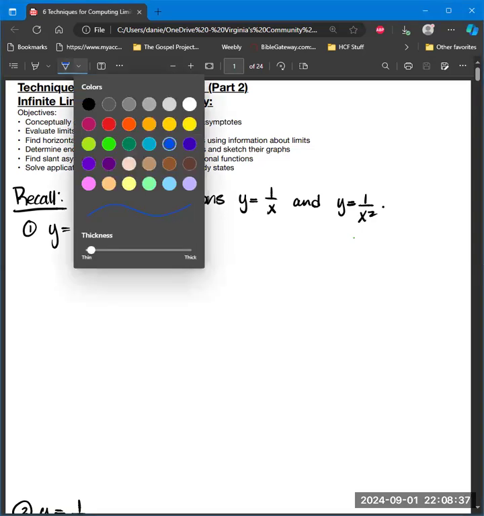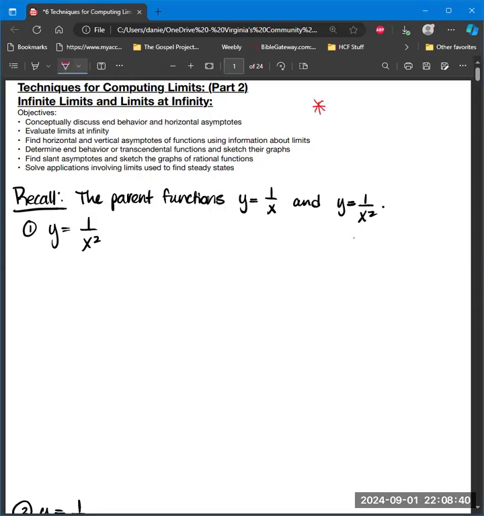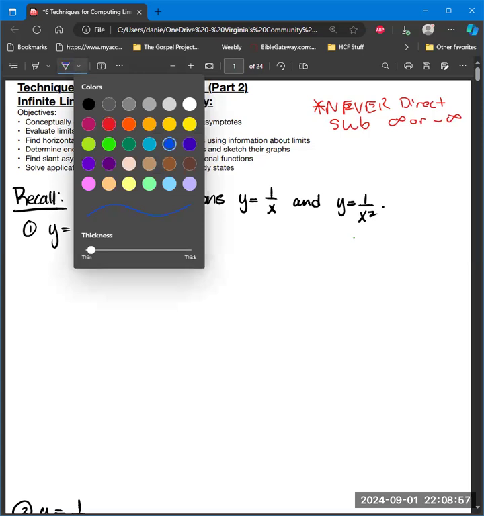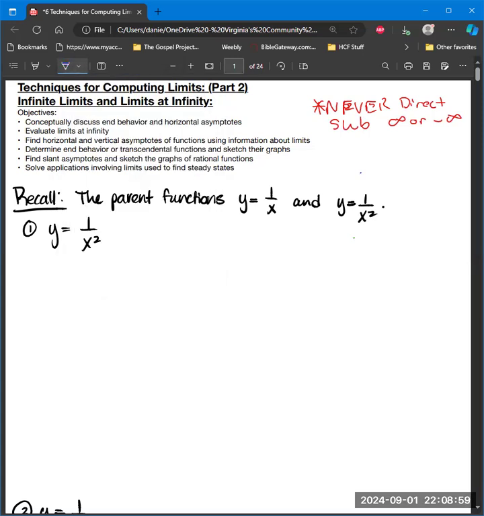Just a quick note here, we never, ever, ever direct substitute infinity or negative infinity. They're ideas, not numbers. We can't direct substitute them. We can just look at the graphs and know what the limits do with the end behavior.